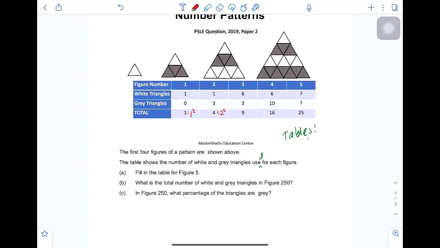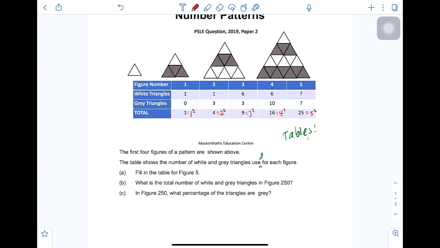The totals are what is known as square numbers. So when we take the figure number times by itself, we will get the total. The figure number, which is 2, times by itself, we will get 4. 3 times 3 we will get 9, 4 times 4 we will get 16, 5 times 5 we will get 25. So how do we fill in figure 5?